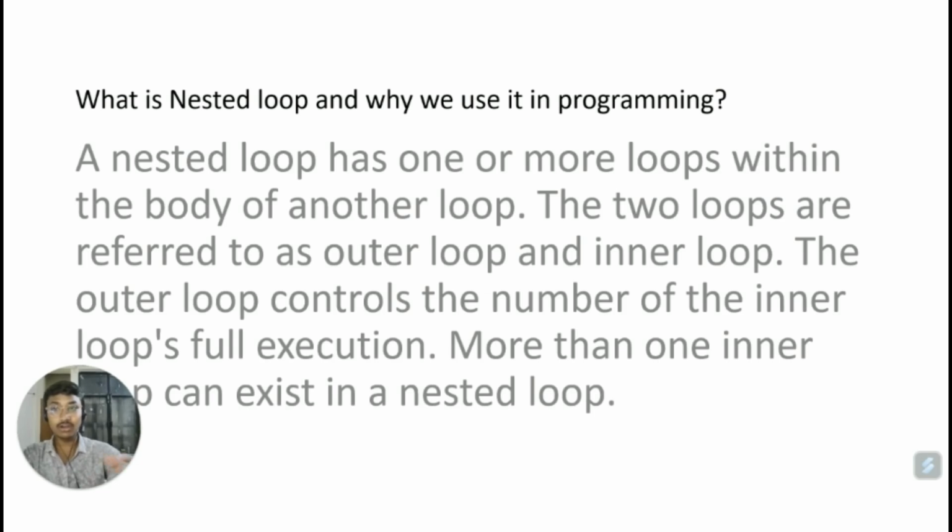So we are talking about a nested loop and why we use it in programming. A nested loop has two or more loops. The two loops are referred to as the outer loop and the inner loop. The outer loop controls the number of times the inner loop is fully executed.